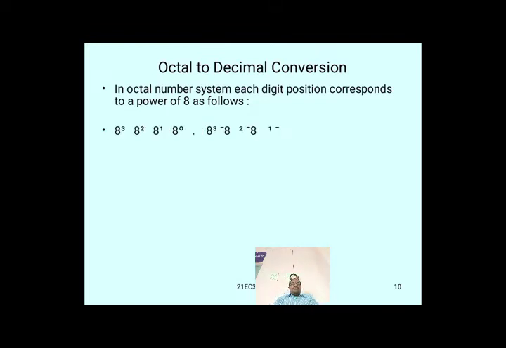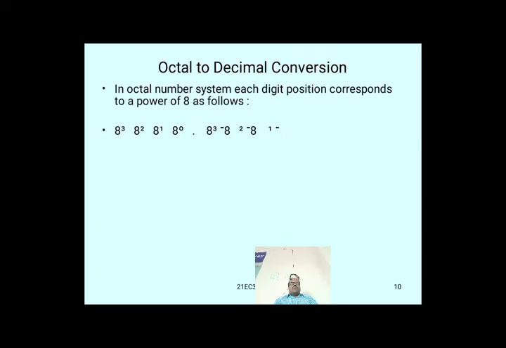Here I have taken the integer values as well as the fraction values. Integer values are placed on the dot's right side, and fraction values are kept on the dot's left side. On the right side we are taking 8 power 0, 8 power 1, 8 power 2, 8 power 3. On the left side we are taking 8 power minus 3, 8 power minus 2, 8 power minus 1.